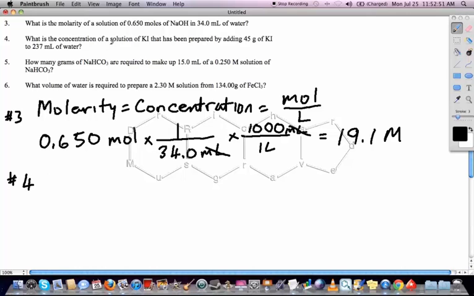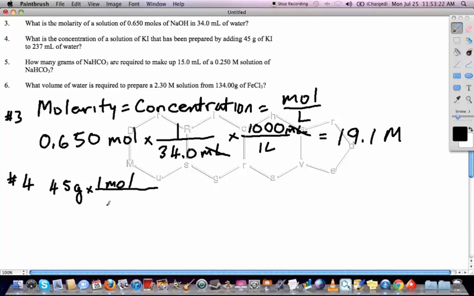What is the concentration of a solution of potassium iodide that has been prepared by adding 45 grams of potassium iodide to 237 mils of water? Well, again, we need a concentration, and concentration is moles per litre. We have grams, so I think that the first thing we should do is find moles. And that's generally a good rule of thumb. If you don't know where to go, go to moles first if you possibly can. And I'm going to have to convert that to moles using the molecular weight.